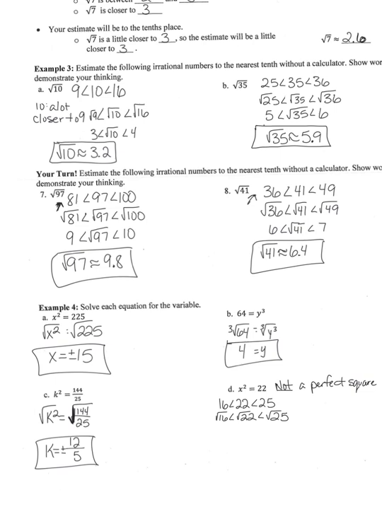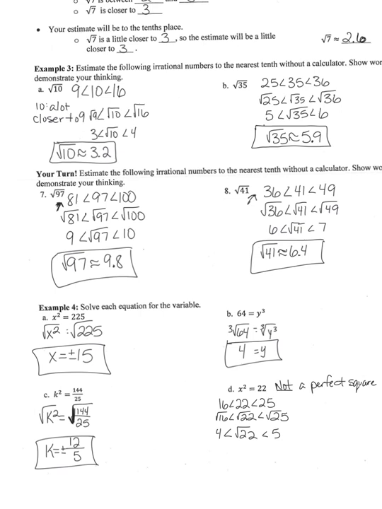So the square root of 16 is less than the square root of 22, which is less than the square root of 25. So the square root of 16 is 4. So we know the square root of 22 lies between 4 and the square root of 25, which is 5.